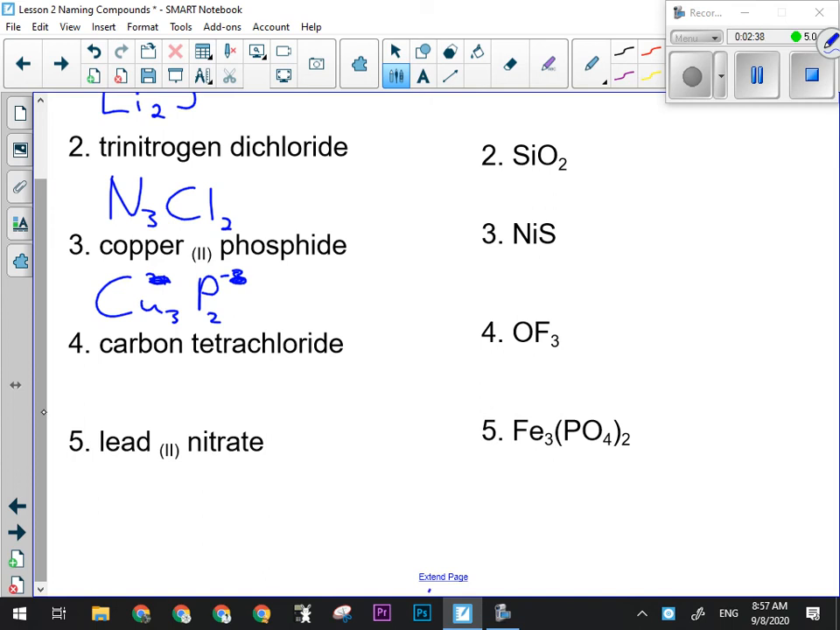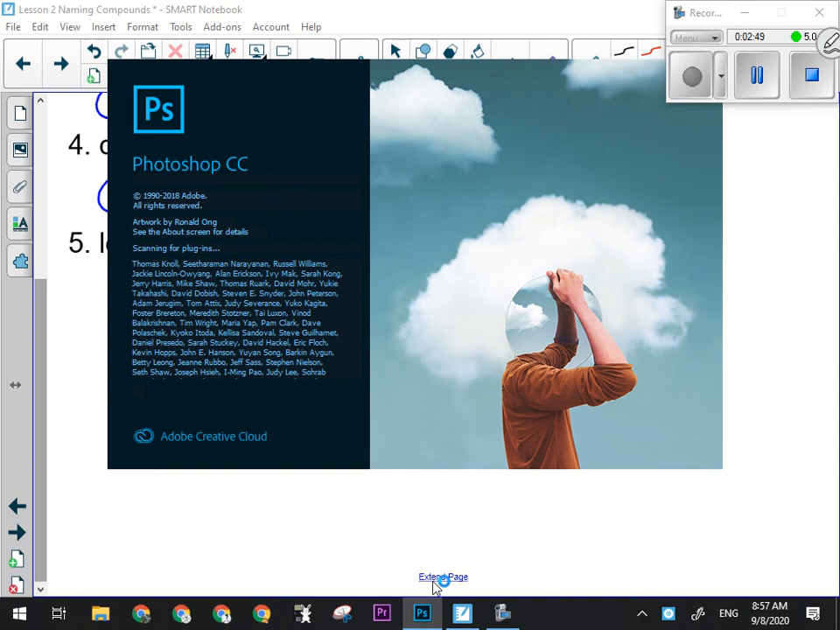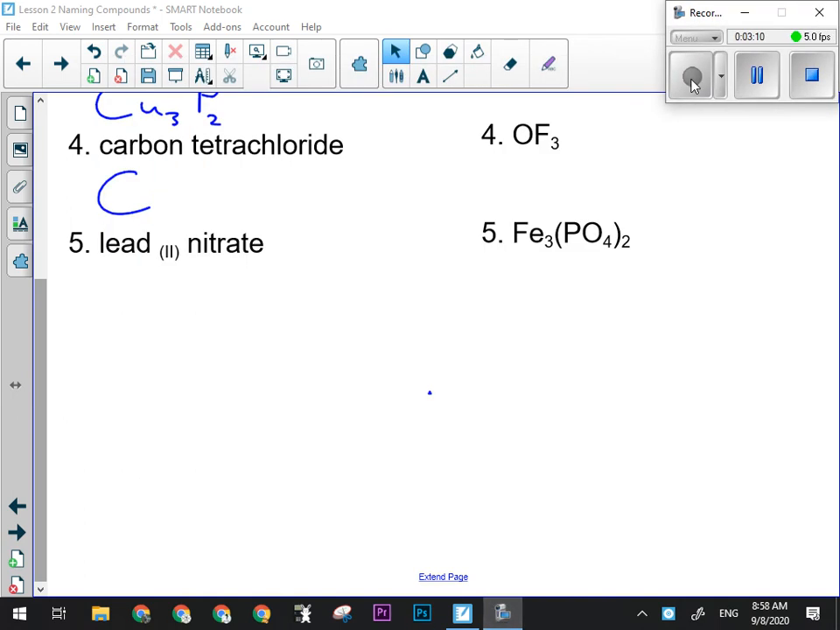For carbon tetrachloride, we've got carbon, which is C, and tetra. So this is a molecular compound. Okay, let's try that again. So we've got carbon, and tetra stands for how many chlorines? 4. Okay, and then we've got lead(II) nitrate.